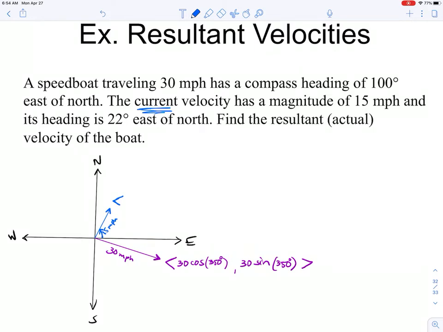So I want to be able to represent this vector in component form as well. So I want the angle in standard position for the direction angle. This angle I could find from doing 90 minus 22. So that angle that I'm going to use that's in standard position would be 68 degrees. So the horizontal component would be 15 times cosine of 68 degrees. And the vertical component is 15 times sine of 68 degrees.